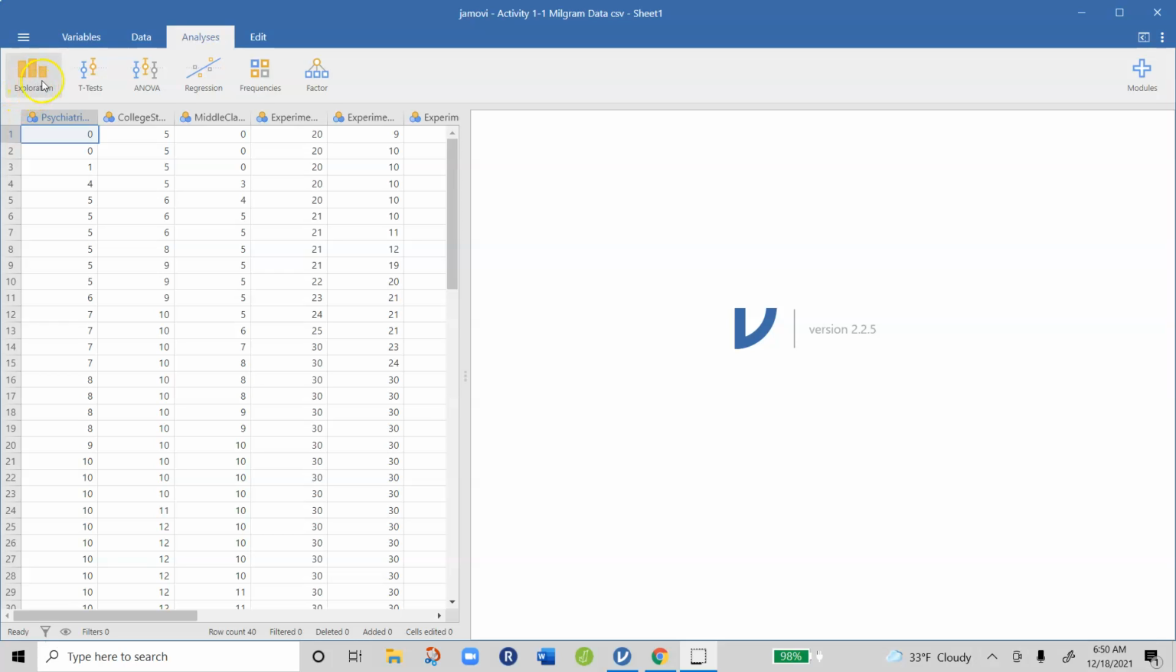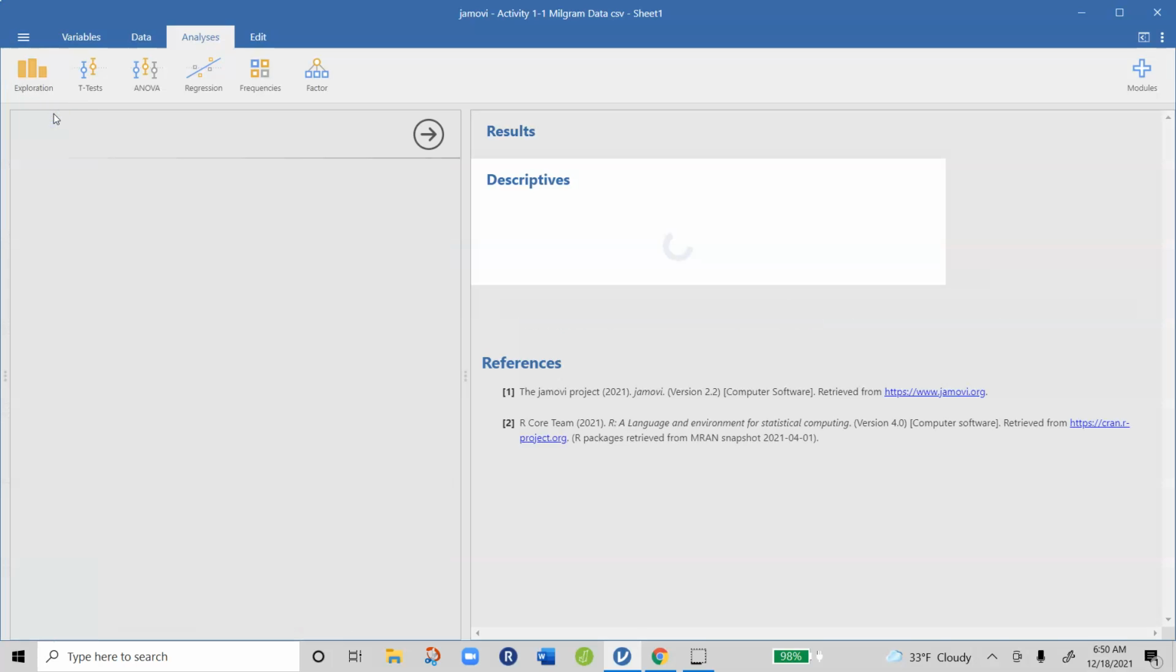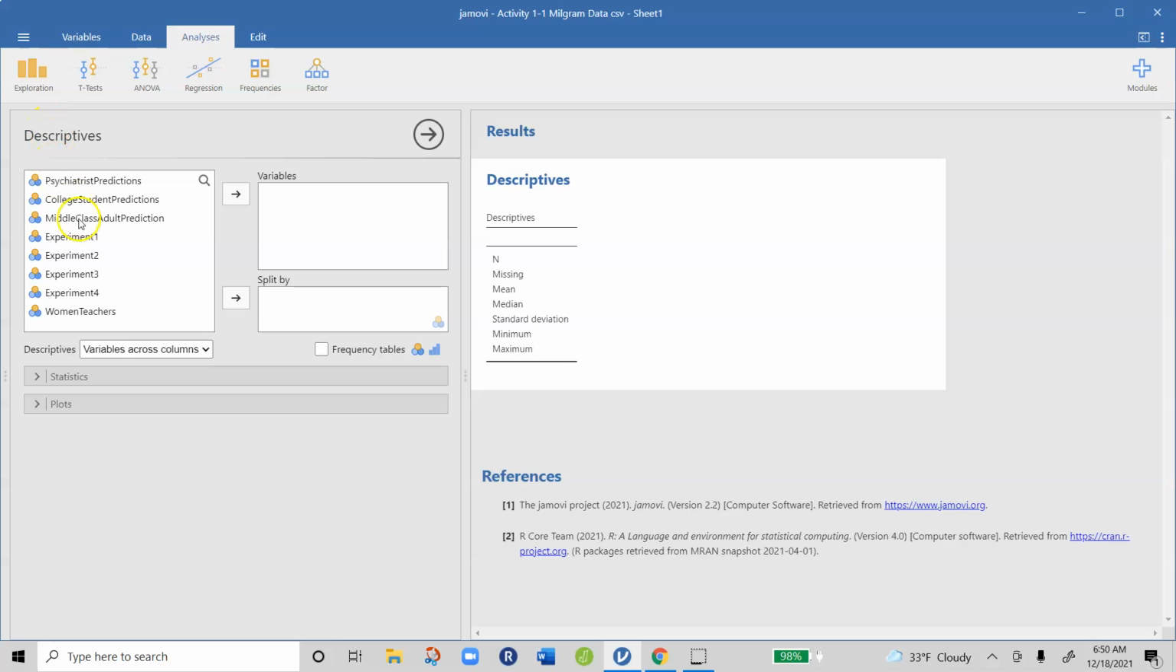So go ahead and click on Exploration, and Descriptives is the menu that you click on. Then you'll see a whole bunch of variables listed down the left-hand side in this box. We're only going to look at one variable at a time here. We're starting by looking at psychiatrist predictions. Before Milgram conducted his research, he asked psychiatrists, how far up that shock scale do you think people will go? How high do you think they'll go? We're going to analyze that data here. We're moving that variable over into the variables box.